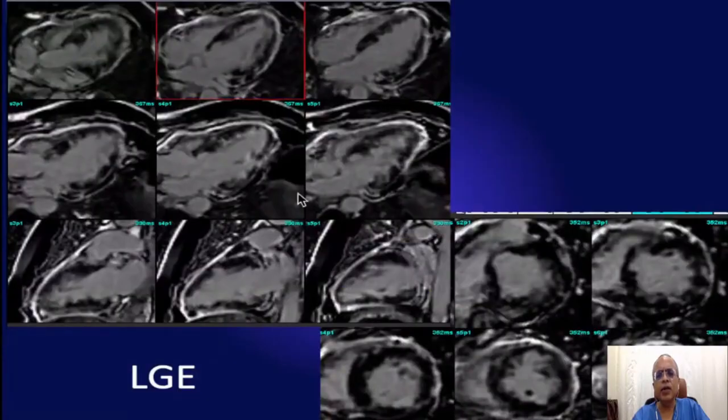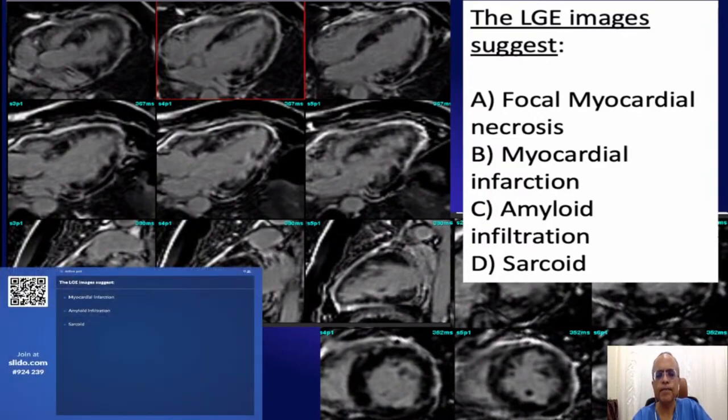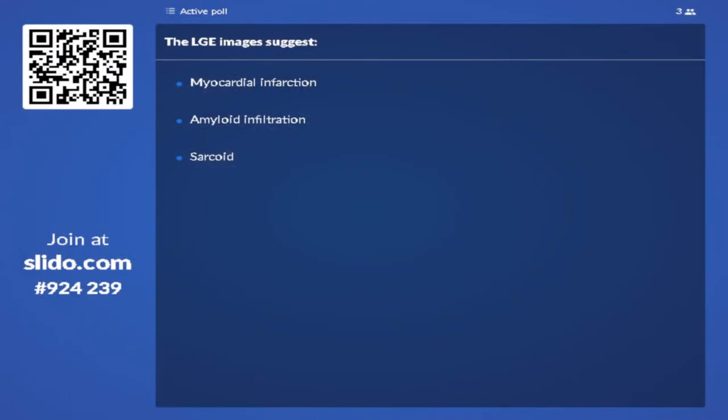And then this is the late gadolinium enhancement sequence of this patient with EGPA, or eosinophilic granulomatosis with polyangiitis. And you can see there are multiple areas, the myocardium almost looks moth-eaten. My question to you is, what does this LGE show? A focal myocardial necrosis, a myocardial infarction, an amyloid infiltration, or sarcoid? And this is the last question. Sir, 33% of the patients say amyloid, 67% say sarcoid.